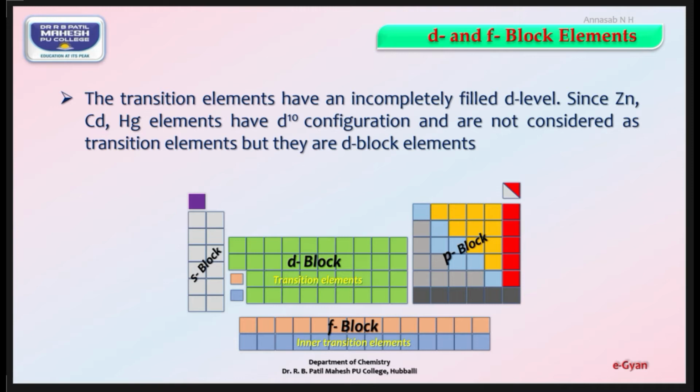So what are transition elements? The transition elements have incompletely filled D level. Zinc, cadmium and mercury, which belong to 3D, 4D and 5D series, they are not considered as transition elements, but they are called as D block elements only.